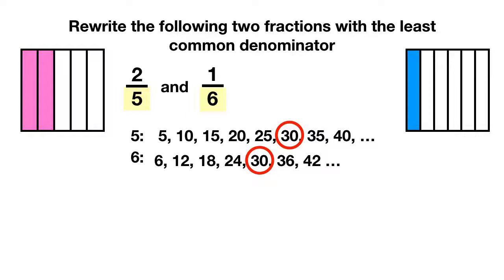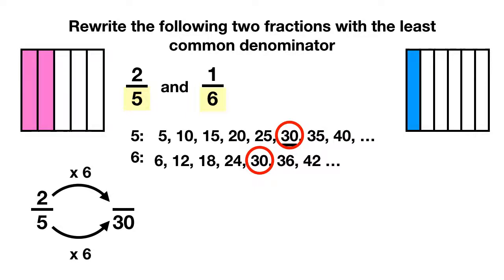So we need to change our fraction 2/5 so that it has a denominator of 30. Well, what can we multiply 5 by to get to 30? We multiply it by 6 because it's the 1, 2, 3, 4, 5, 6th skip count. And we have to do the same thing on top. So 2/5 gets multiplied by 6 to turn into 12/30.